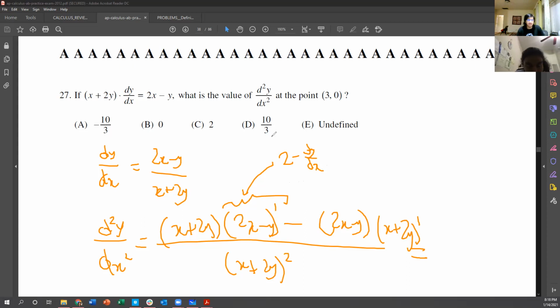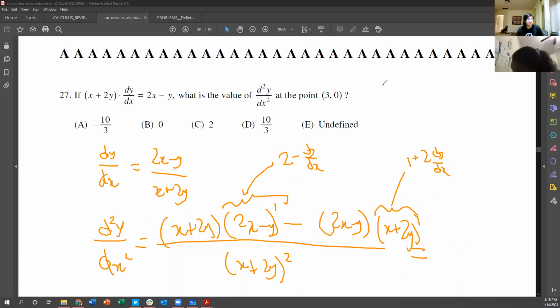Because the derivative of 2x is 2. Derivative of y, y prime. Exactly. So the derivative of this would be 1 plus 2 dy/dx. So what we're left with is x plus 2y. I can't write all this out, I'm running out of space.